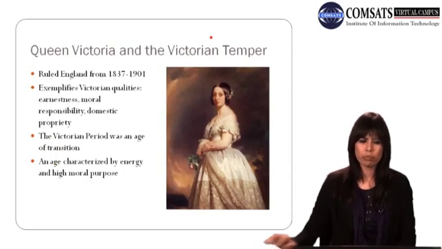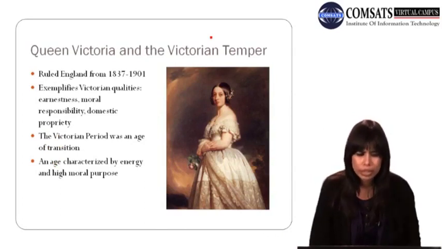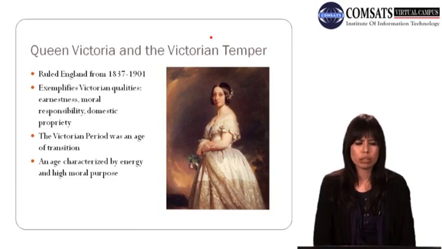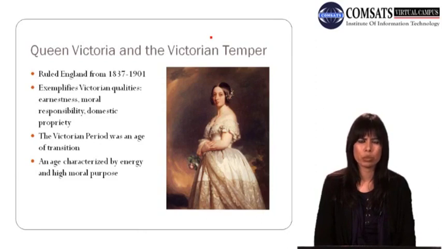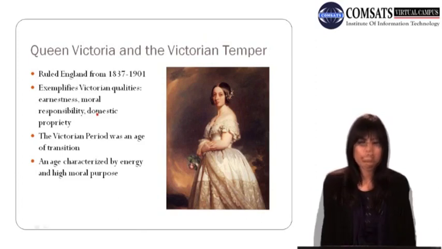Queen Victoria and the Victorian temper. This is the picture of Queen Victoria. She ruled over England from 1837 to 1901. As I told you, the Victorian era started in 1830 and ended in 1901. So this whole Victorian period, or Queen Victoria's period, comprises this duration, and she ruled England from 1837 to 1901.